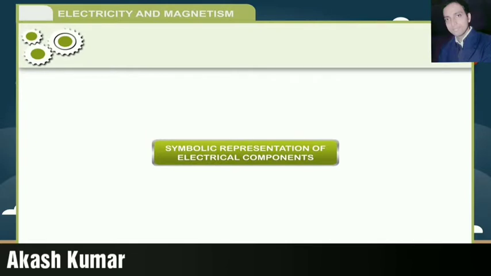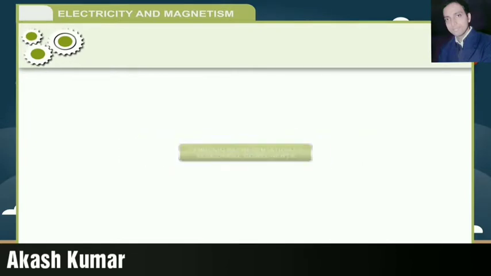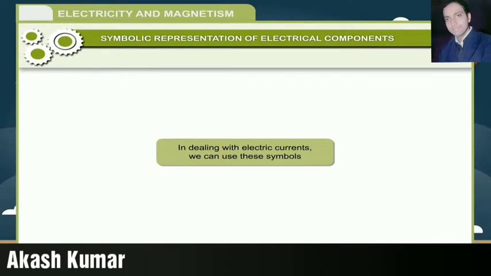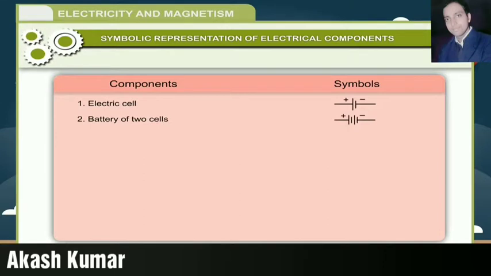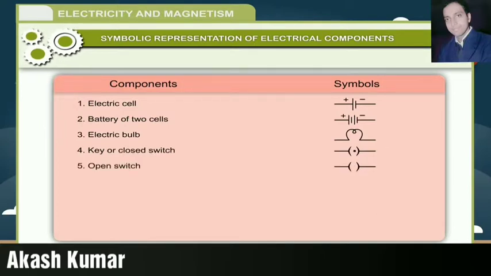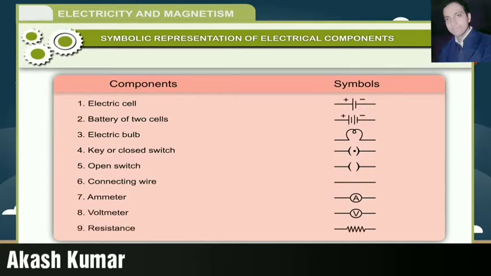Symbolic representation of electrical components. In dealing with electric currents, we can use these symbols. Components, symbols. 1. Electric cell. 2. Battery of two cells. 3. Electric bulb. 4. Key or closed switch. 5. Open switch. 6. Connecting wire. 7. Ammeter. 8. Voltmeter. 9.